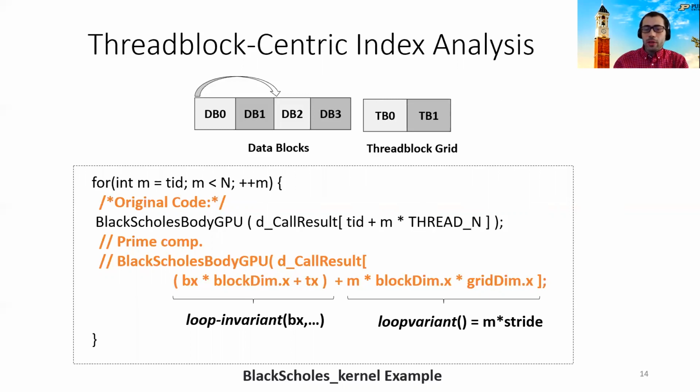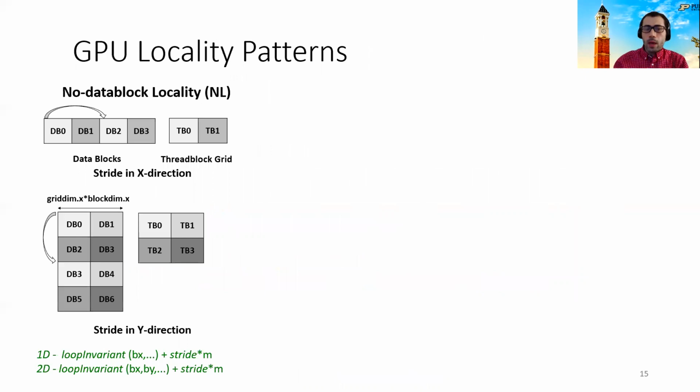We use some heuristics, like the position of thread block IDs, to identify the common locality patterns. Based on this index analysis, we classify the locality pattern into one of the following categories. First, no data block locality. In this pattern, thread blocks access exclusive data blocks with a stride in either X or Y directions, as shown in the figure.